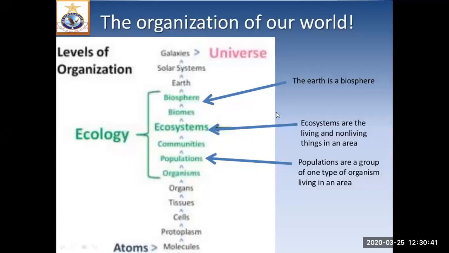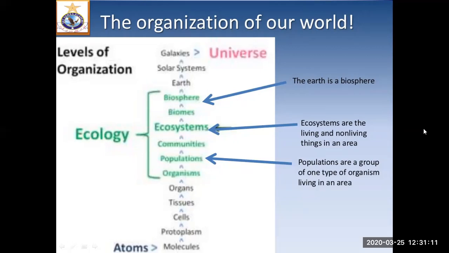Now, if you can read this, the earth is a biosphere. Ecosystems are the living and non-living things in an area, and populations are a group of one type of organism living in an area. So the main topic is in the green color in the center of the slide. We will talk about this because our topic is restricted and bounded to these topics.